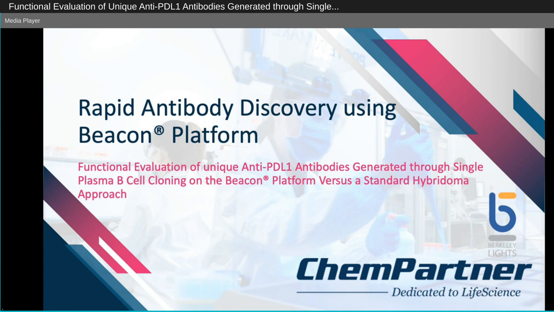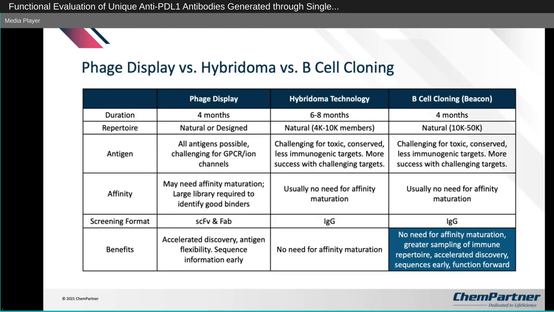Today I'm going to present ChemPartner's B Cell cloning capability using Berkeley Light's Beacon platform for generating unique and potent antibodies. We wanted to evaluate the accelerated discovery of anti-PD-L1 antibodies by B cell cloning method and traditional hybridoma method. So we recombinantly expressed selected antibodies discovered by both methods and further characterized these antibodies for parameters such as binding, blocking, and affinity.